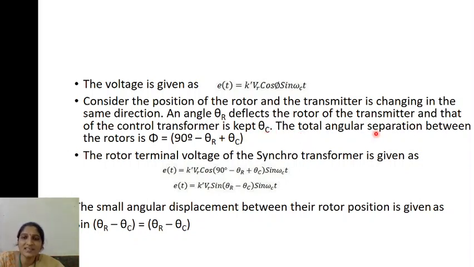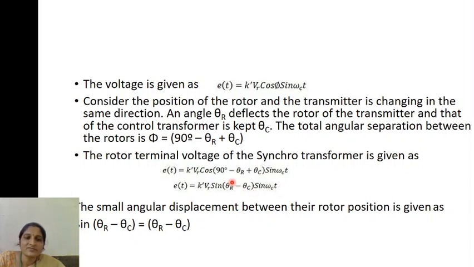Now the total angular separation between the rotors, that is phi, is equal to 90 minus theta r minus theta c, that is 90 minus theta r plus theta c. Now if you substitute this phi in this equation, then what you get is E of t is equal to k dash Vr cos of 90 degrees minus theta r plus theta c sin omega t. That means cos 90 minus theta is nothing but sin theta. So k dash Vr sin theta r minus theta c sin omega t.